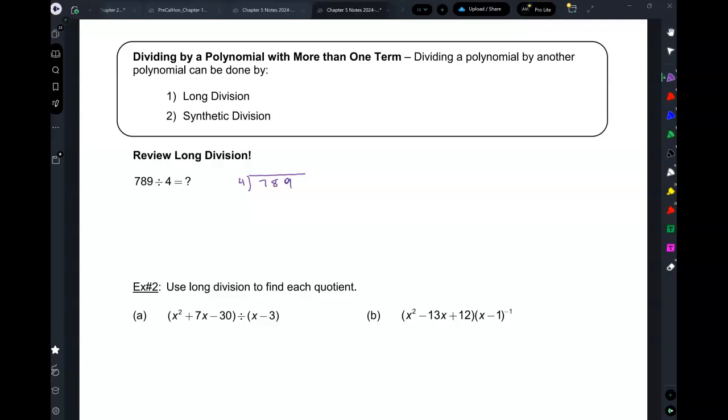Again, the final answer is not what I'm looking for right now. It's the process. So we said, 7 divided by 4, that would be 1. Now we did 1 times 4, 4. I subtract, 3. Then I bring down the 8 and the whole thing started over again. 38 divided by 4, 9. Then I multiply 9 times 4, 36. Subtract, 2. Bring down the 9.